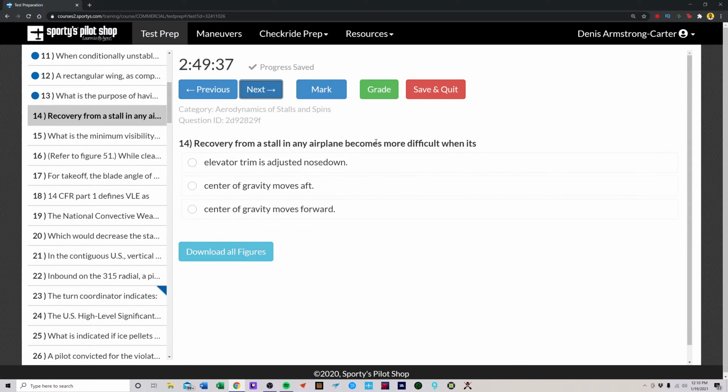Recovery from a stall in any airplane becomes more difficult when its elevator trim is adjusted down. Center of gravity moves aft. Center of gravity moves forward. So when it's moved forward, because the center of gravity is forward and you're trying to pull up, but the center of gravity is so far forward it's hard to pull up.